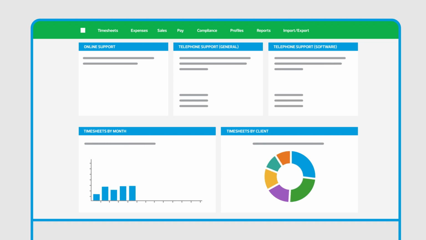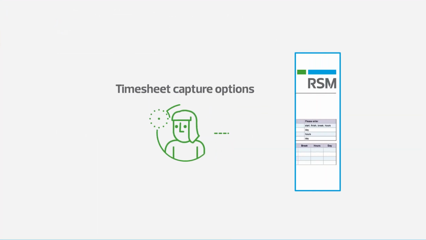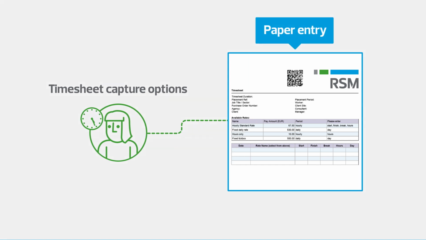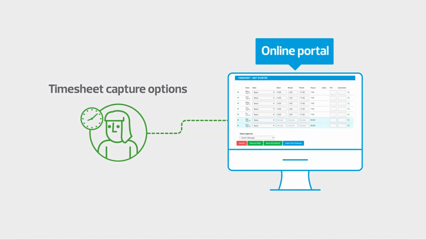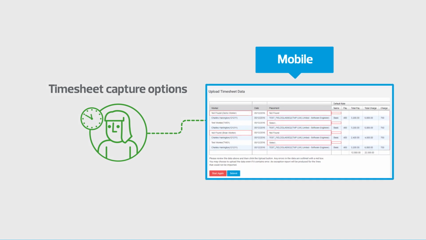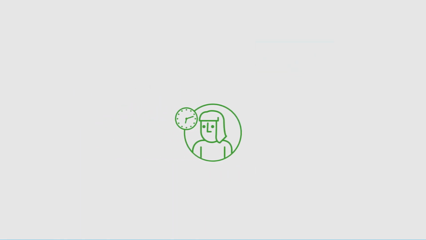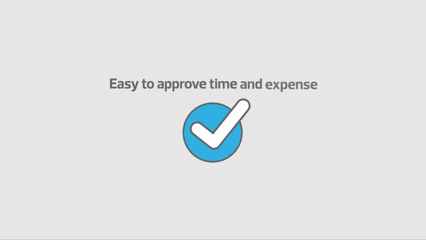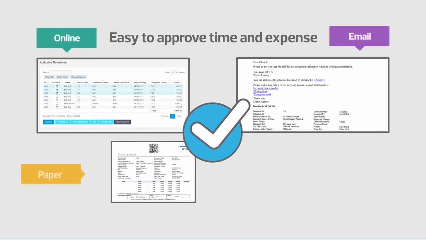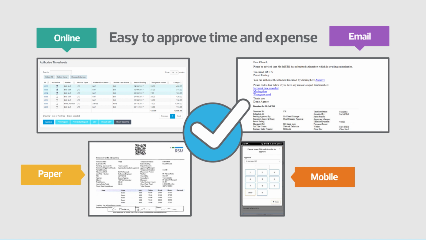InTime streamlines your timesheet processing by allowing various capture options, including agency timesheet paper entry, worker entry via online portal or mobile phone, importing from vendor management systems. We even make it easy for your customers to approve time and expense with online, email, paper, or mobile approval.